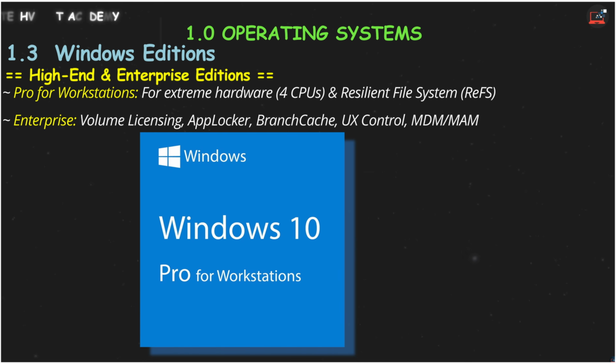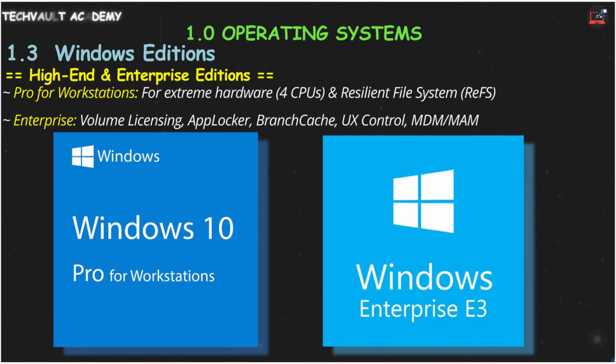For large-scale deployments, Windows Enterprise uses volume licensing. It adds advanced tools like AppLocker to control applications, BranchCache to save network bandwidth, granular user experience control, and in Windows 11, advanced mobile device management, MDM, and mobile application management, MAM.